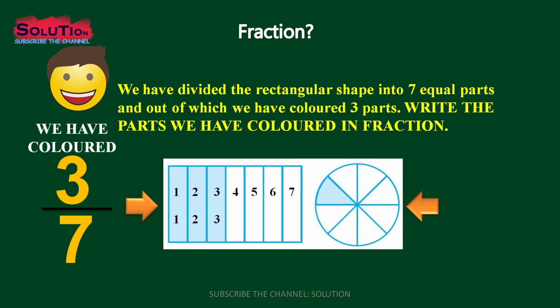Let us consider the circle. Here we have 8 parts, so let me write it in fraction. 8 will come in the denominator, and because only one part I have colored, I will be writing 1 here.